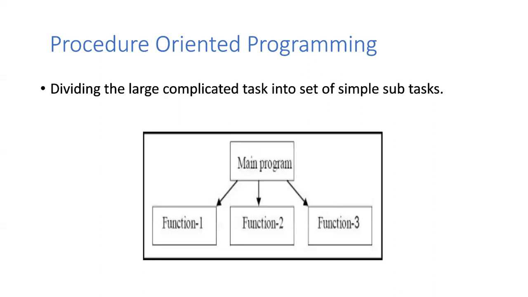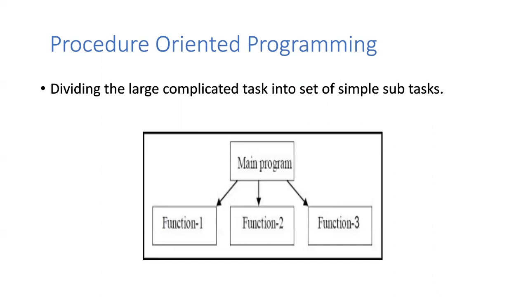If the user has to access those user-defined functions, he has to provide a function call in the main program. In the procedure-oriented style of programming, there is a free movement of data between the procedures or functions. Since there is a free movement of data between the functions, this leads to data corruption. There is no data security between the functions. That is the main disadvantage associated with procedure-oriented programming.